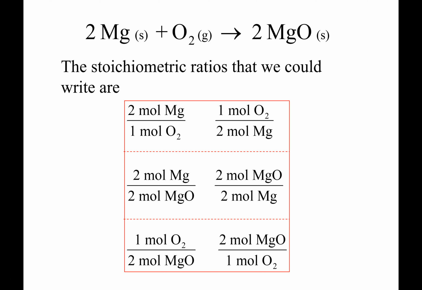Again, these are all coming from the stoichiometric coefficients from the balanced equation. So if I call this one A, we're going to work some problems here, B, C, D, E, and F. And if you want to, you can jot those down because I'll be referring to those. We're going to use those ratios to work some problems.